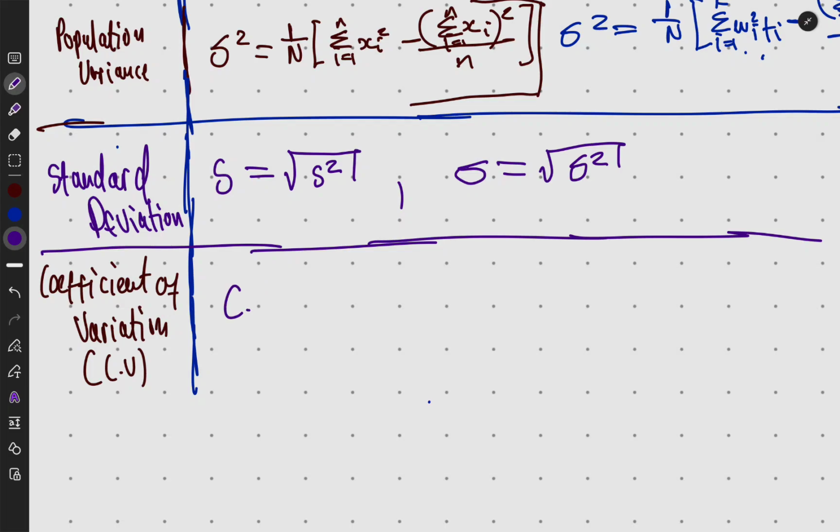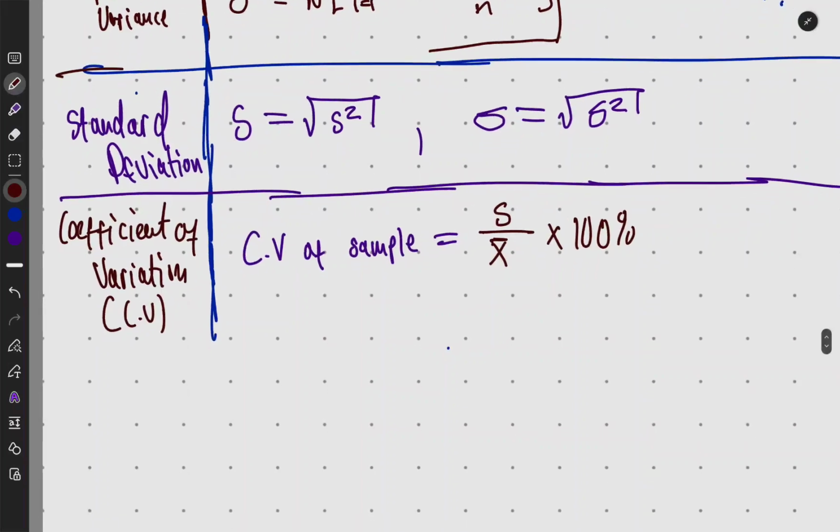So how do we get this coefficient of variation? We can get coefficient of variation of a sample, and this is just going to be equal to the standard deviation, which is going to be s, divided by the mean, then you multiply by 100%, okay? It's the standard deviation over the mean, not the mean over the standard deviation.